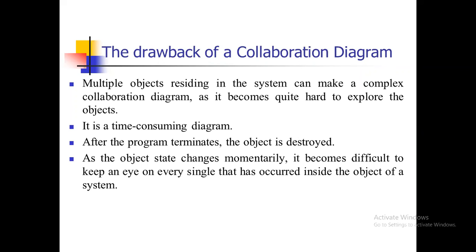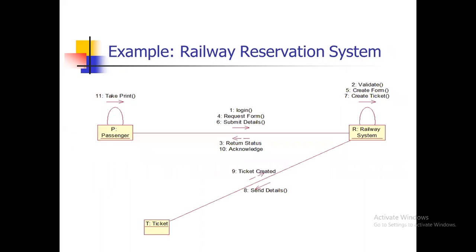And if the object state changes, then it becomes difficult to keep an eye on every single object that has occurred inside the system. If the object state changes, that will reflect on the collaboration diagram. So these are the drawbacks of collaboration or communication diagram. Now see one example for the railway reservation system.